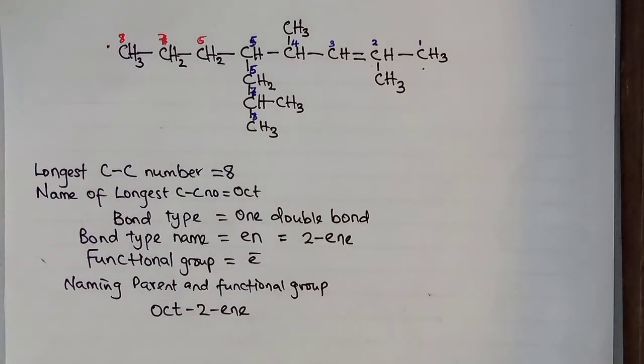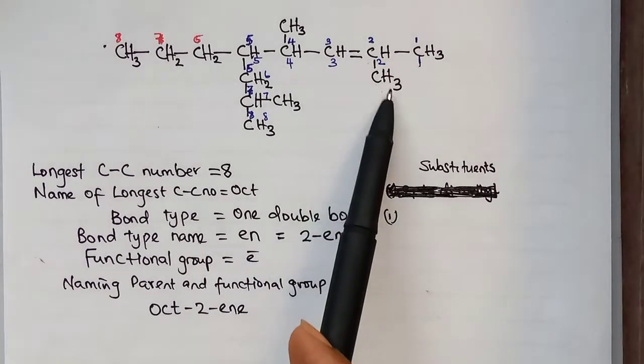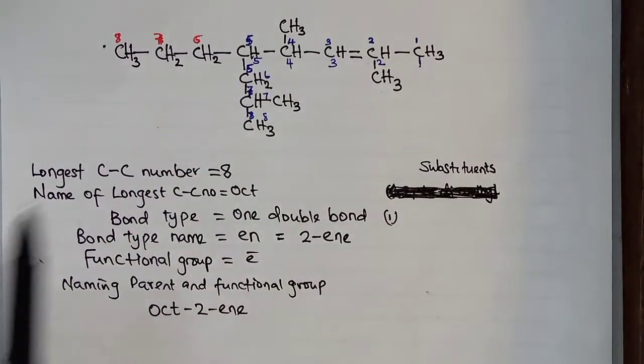Therefore, we can now name the compound by bringing out the substituents. Now if we look over here, we have a methyl here, a methyl here, and a methyl here.